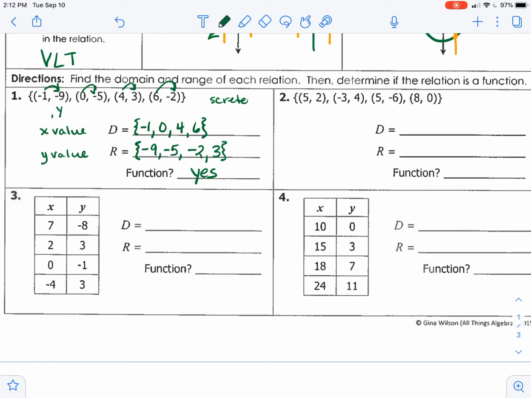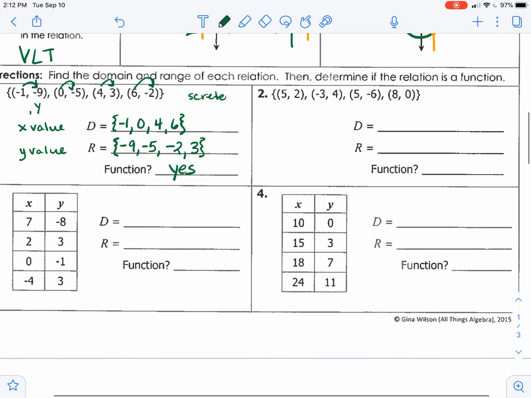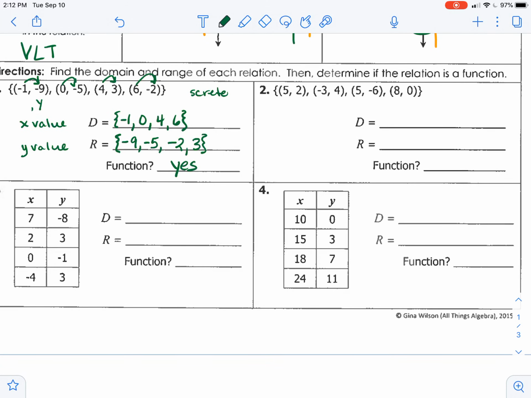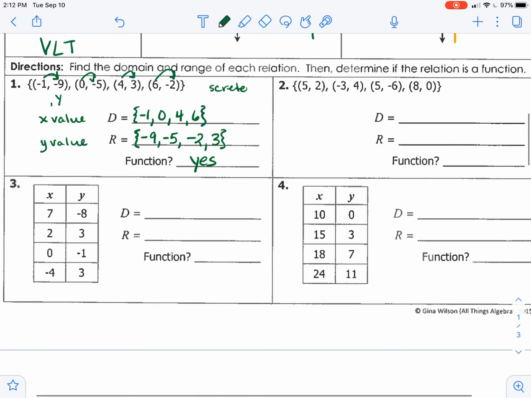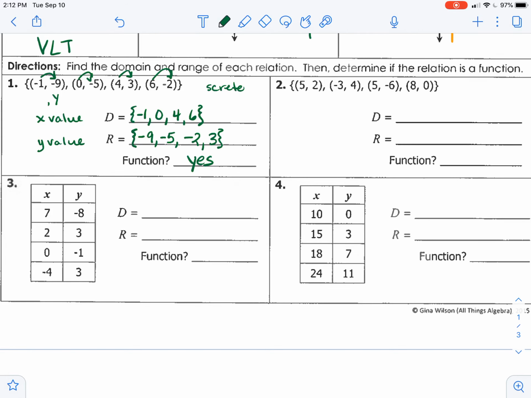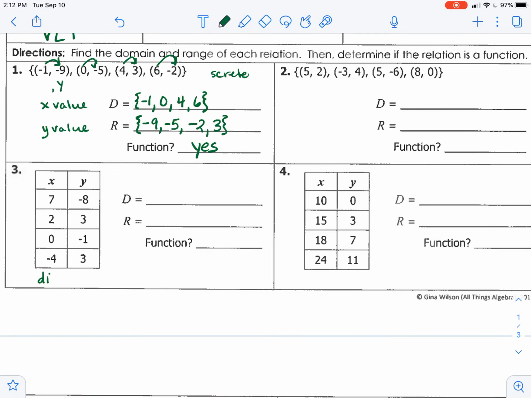Okay? So if you would like to go ahead and try number 2 and see how you could do on that, then we will check through that in class. So again, this is a table of values. This would make a discrete graph because again, I can specifically count those points. There's 4 points there.